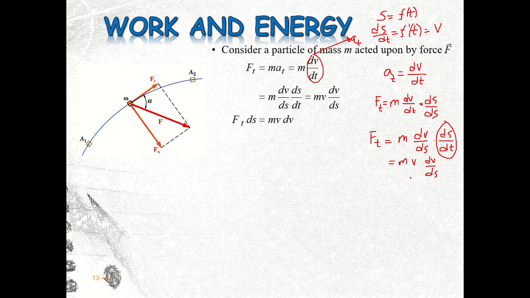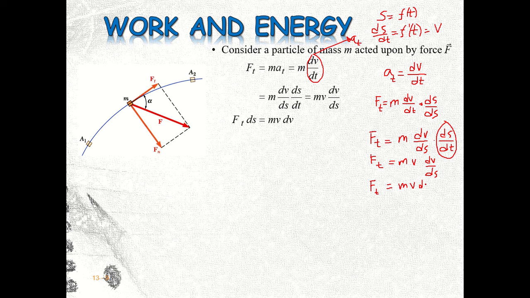All right, then after that, if we multiply both sides by ds, or just simply cross multiply ds, we have f of t, or f sub t multiplied by ds, equal to m times v times dv.